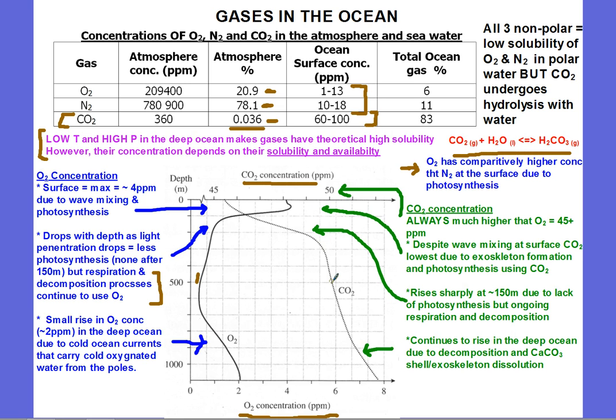And the carbon dioxide concentration continues to steadily rise in the deep ocean because you do have some decomposition processes taking place, but you've also got exoskeleton dissolution. At the surface, we've got some exoskeleton formation, such as things like crabs and shellfish and coral, taking in carbon dioxide or carbonate ions to make their exoskeletons. They can then dissolve in the deep ocean, which actually kicks up the carbon dioxide concentration. So that's the gases in the ocean.